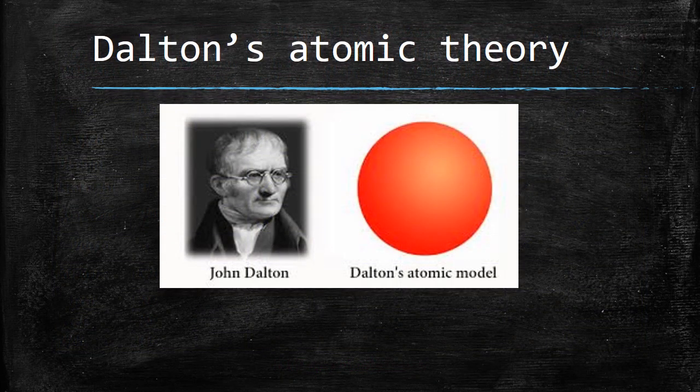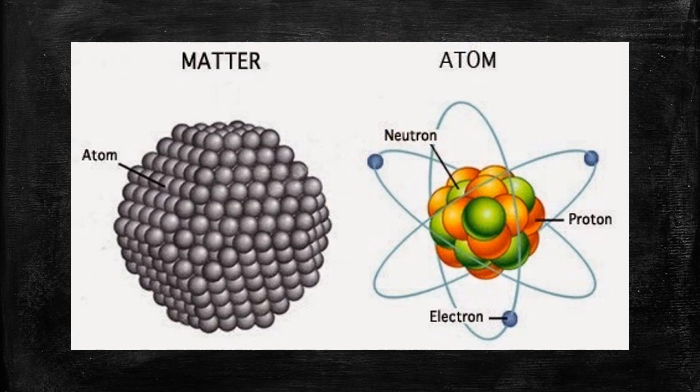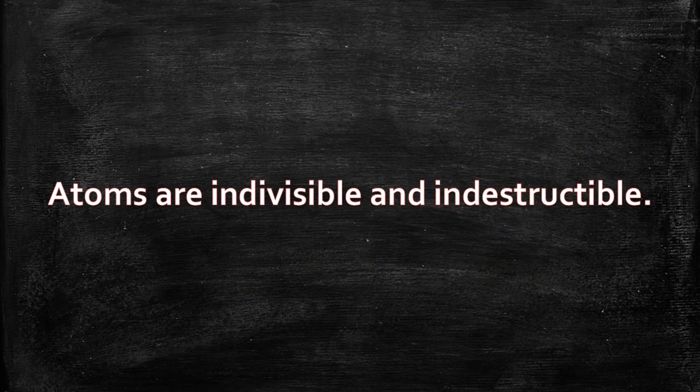Now we will move to Dalton's atomic theory. British scientist John Dalton put forth in 1803 AD his celebrated atomic theory. According to this theory, matter is made of atoms, and atoms are indivisible and indestructible. All atoms of an element are alike, while different elements have atoms of different mass. The atoms are indivisible and indestructible, which means they cannot be divided further.